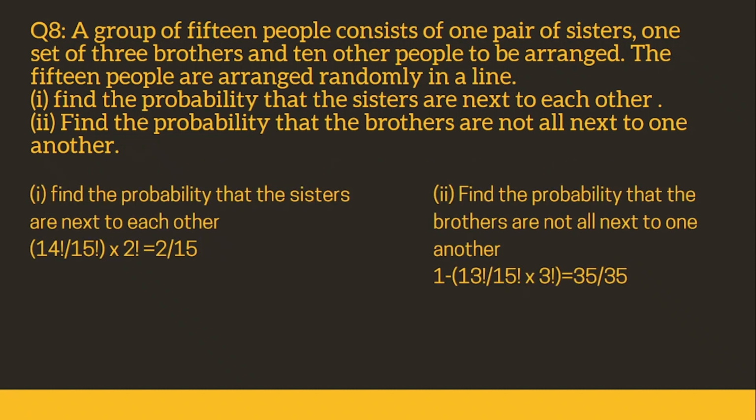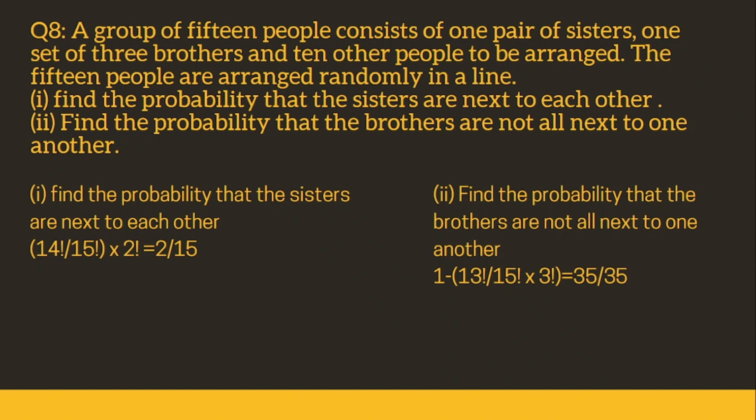So about finding the probability that the sisters are next to each other, we are just going to group the two sisters as one unit. Then we have 13 other people, so 14 units in total. So 14 factorial divided by 15 factorial. That's how we get the first part. Then afterwards, we need to make sure we arrange the two sisters as well. So that's why we multiply by an extra 2 factorial to get 2 over 15.